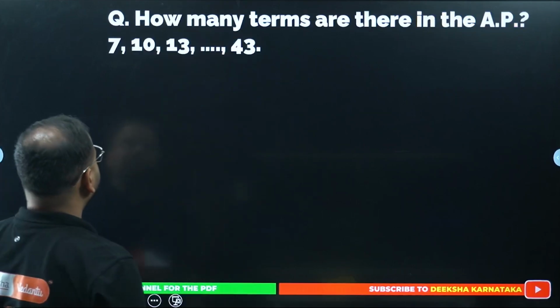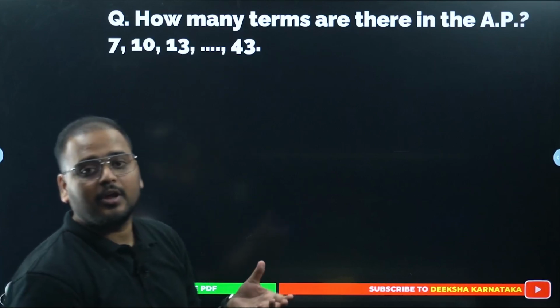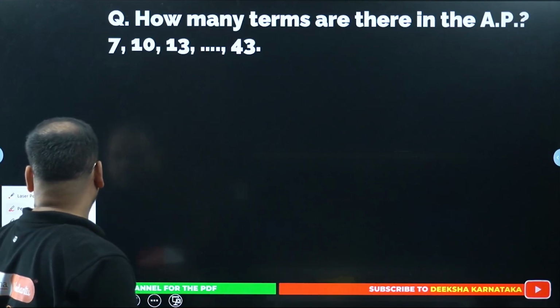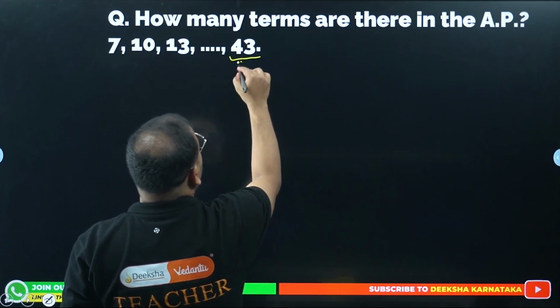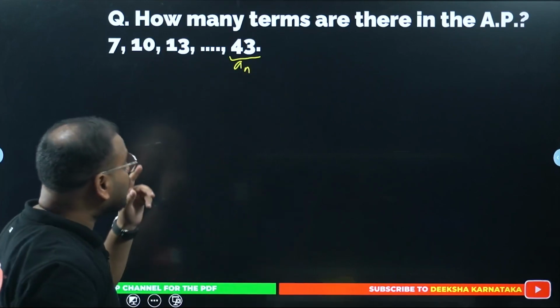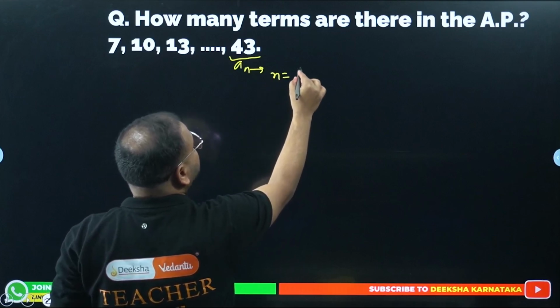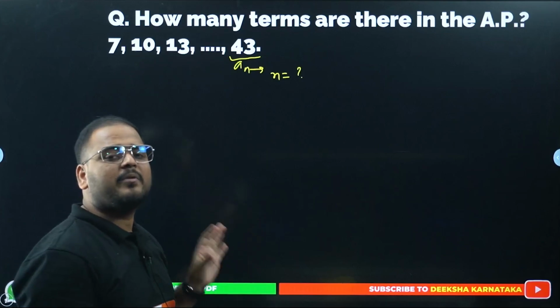Simple. Come on. How many terms are there in the AP 7, 10, 13, up to 43? Now in this case, they have given the nth term. Check here, this is my an. Now they are asking you, for what value of this n will I get it as 43? Okay, don't be worried.